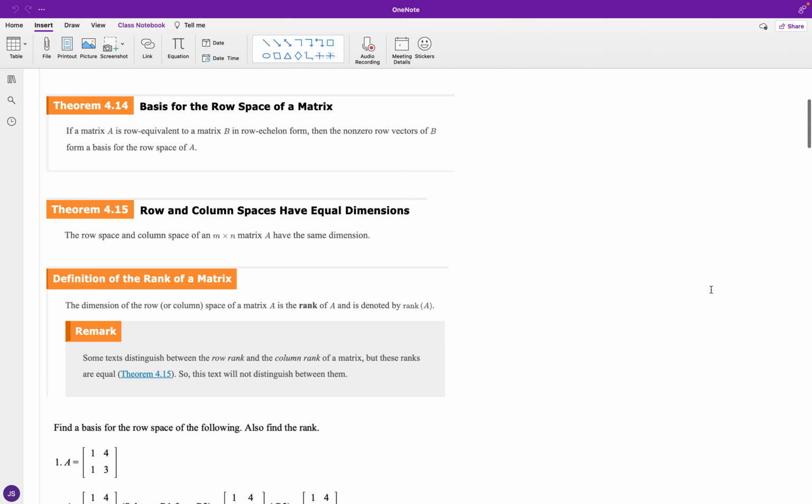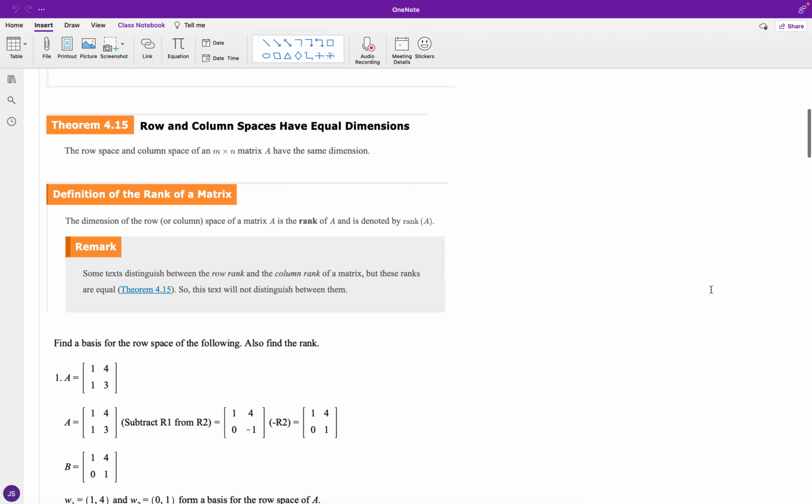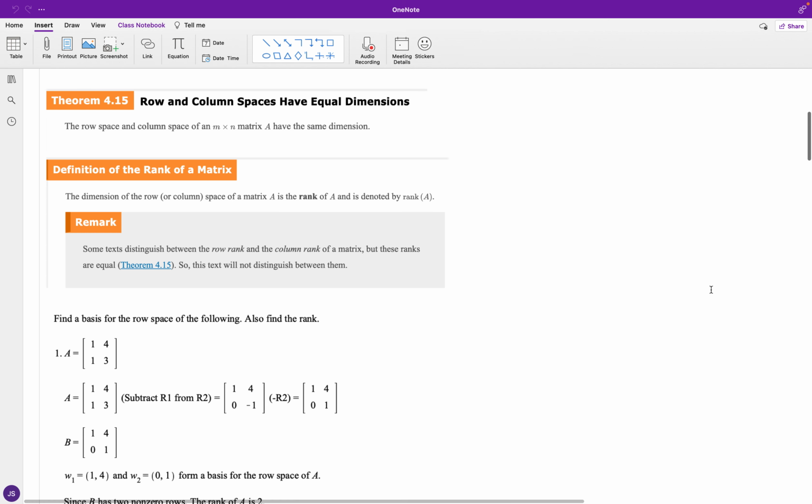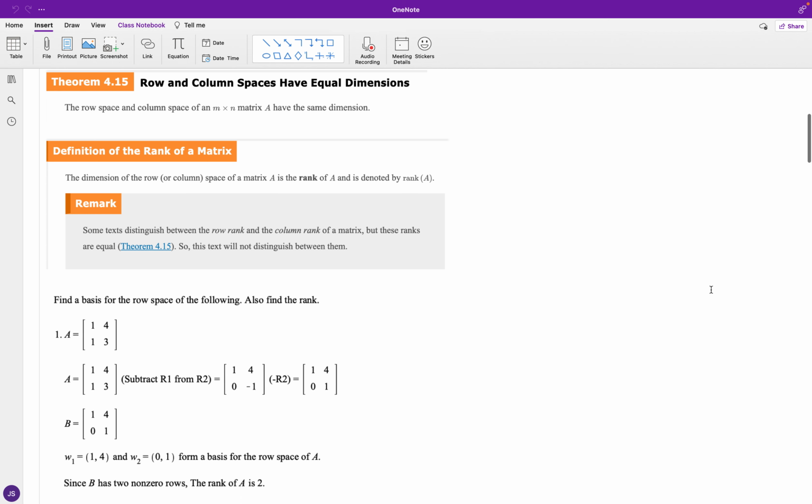Okay, so now looking at basis and rank. Say we have A to be a 2 by 2 matrix, a square matrix, where the top row has 1 and 4, and the bottom row has 1 and 3. We're looking at finding a basis for the row space of this matrix and also finding out what the rank is going to be.